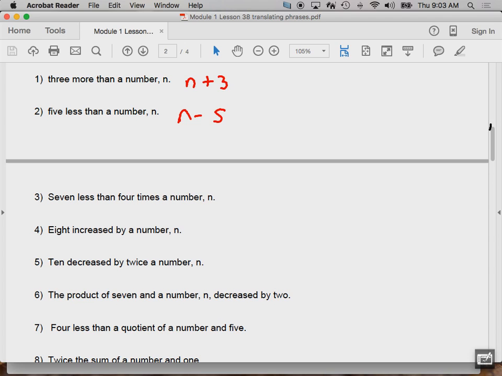Okay? Next one. 7 less than 4 times a number. What would that be? 4n minus 7. Nice. Next up. 8 increased by a number n. 8 plus n. And the next would be 10 minus 2n. So we'll go home tonight, play with some translations, and tomorrow we'll come in and start working them into equations.